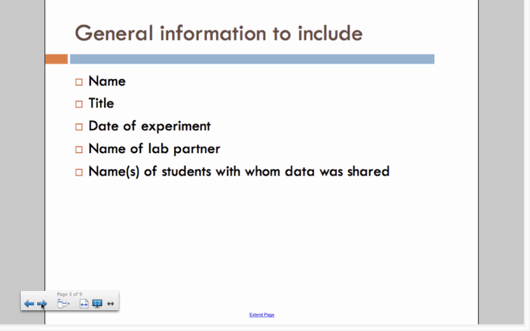Okay, so first of all, there are a couple of things we want to make sure we include in the lab report. This is just general information that you should include in all lab reports. Make sure you have your name on it. You want to have a title. You want to state the date on which the experiment was run. State who your lab partner was. And in this case, because you've pooled data, state the names of the students you shared data with.